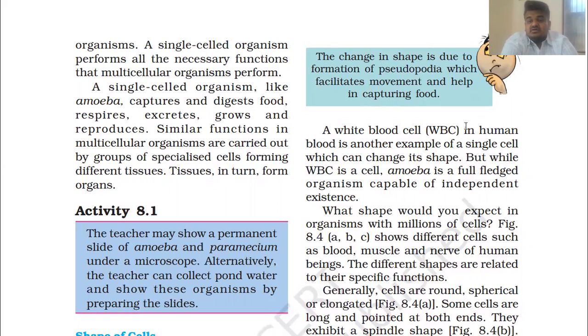But while WBC is a cell, as per the name only, WBC means white blood cell and it is the cell only. Amoeba is a full-fledged organism capable of independent existence. Amoeba is a full-fledged organism, and it is simply capable of independent existence.